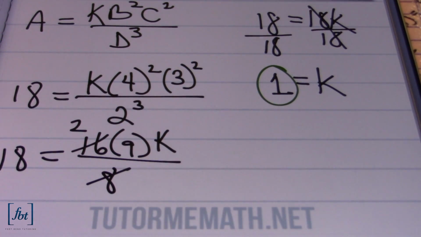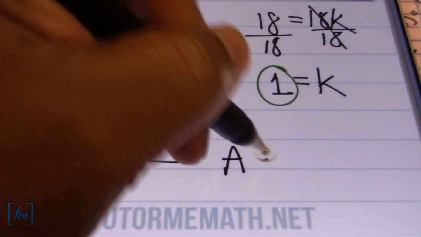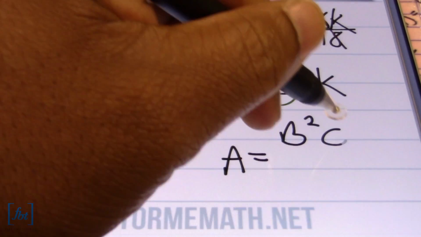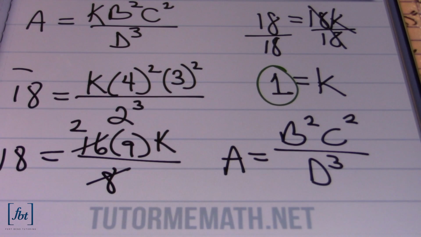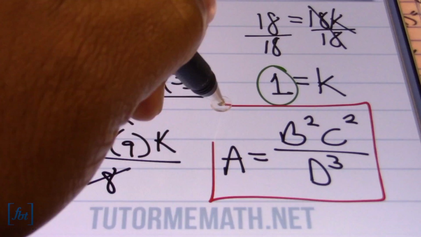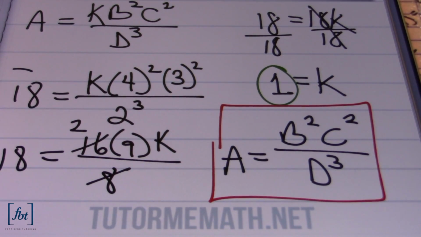So your combined variation equation is a equals b squared times c squared divided by d cubed. And this is the answer to part A. Write a variation equation relating a, b, c, and d. Red box it. That's right. Put it in a red box. All right. And there it is. That's our answer to part A.